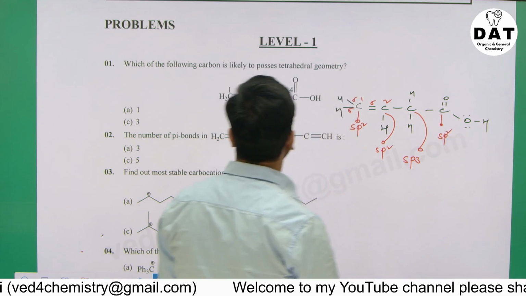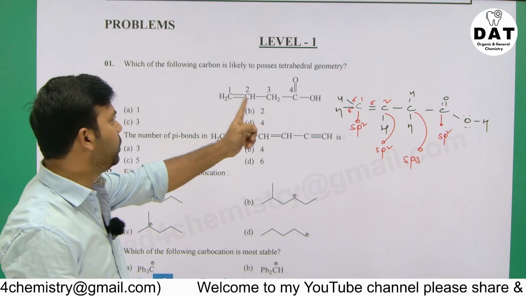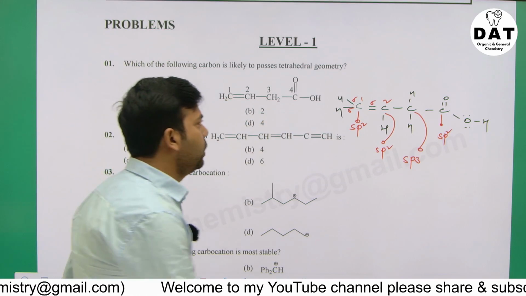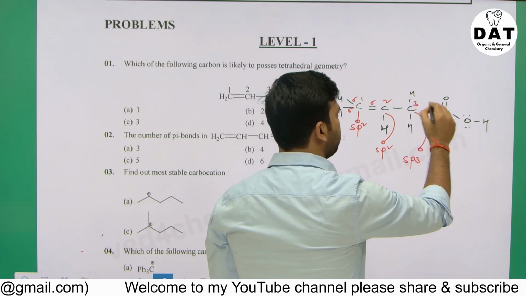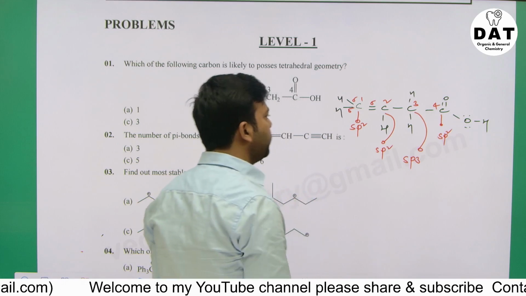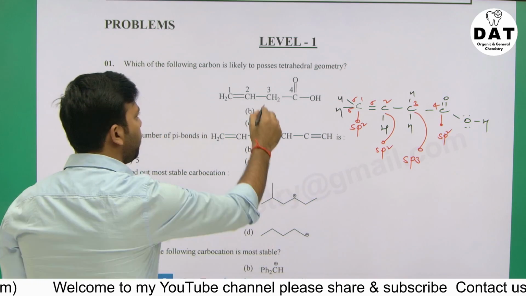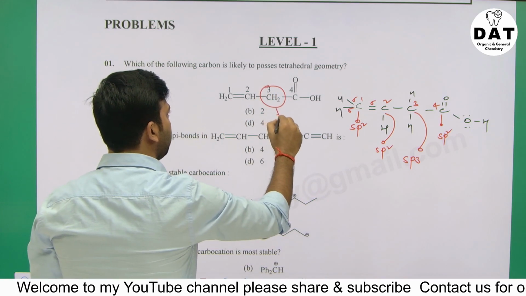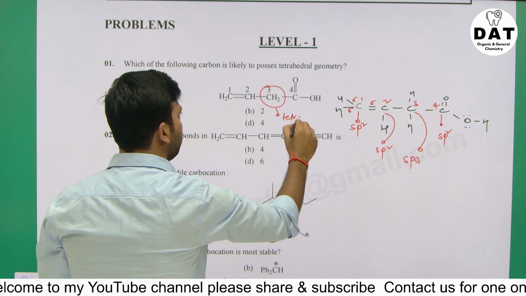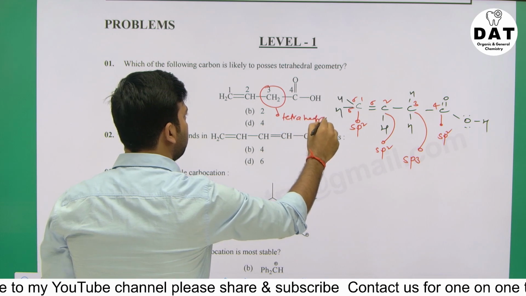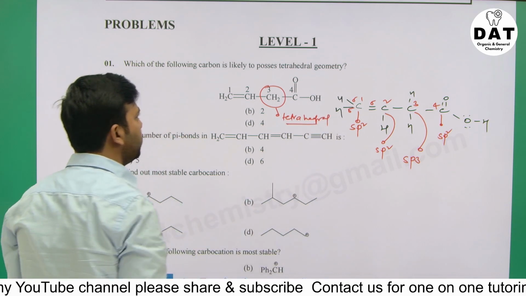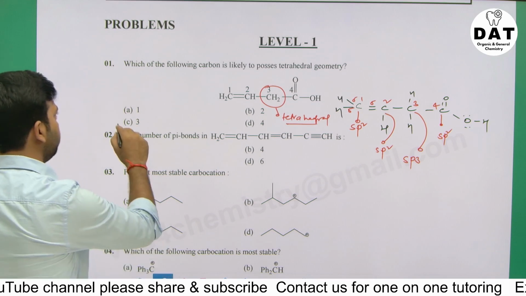Clear? So the numbering is done 1, 2, 3, 4, only of the carbon atoms. This is my 3, this is 4. So sp3 is my number 3, and that is tetrahedral. Clear? So the answer will be 3.